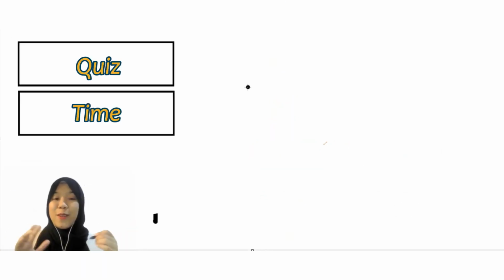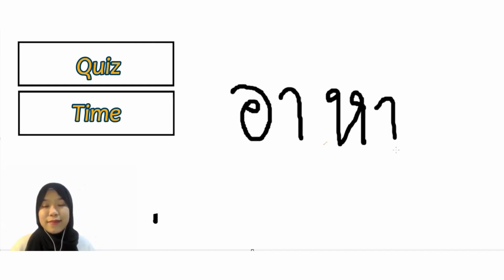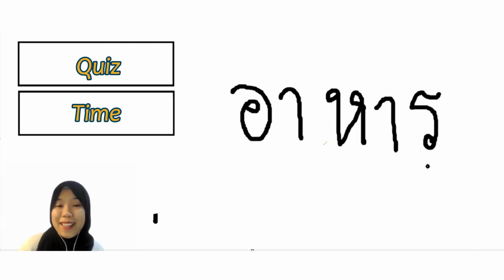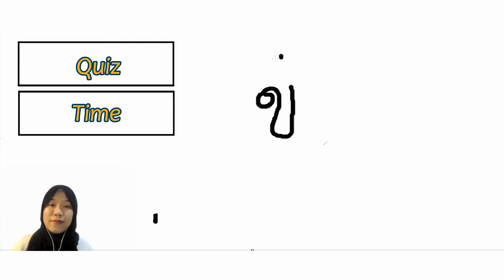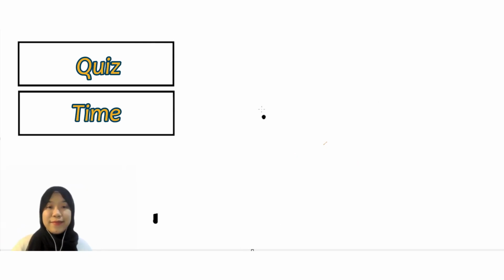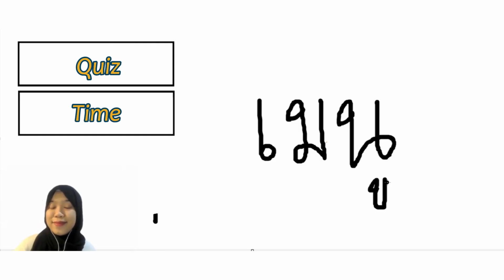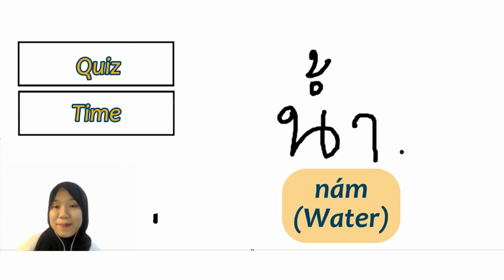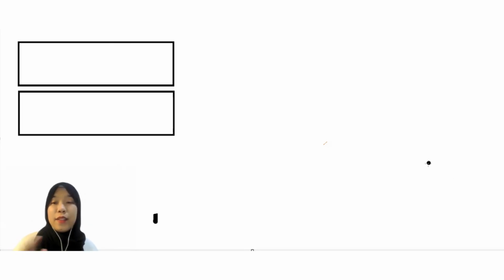Okay, I'm going to write a word and then you have to read it. Okay, what is this word? Okay, can you try? This word is อาหาร. What is this one? Cow. And this one? Menu. And the last one. น้ำ. All right, good job, everyone. ดีมากค่ะ. Now let's see how to write those four words again.